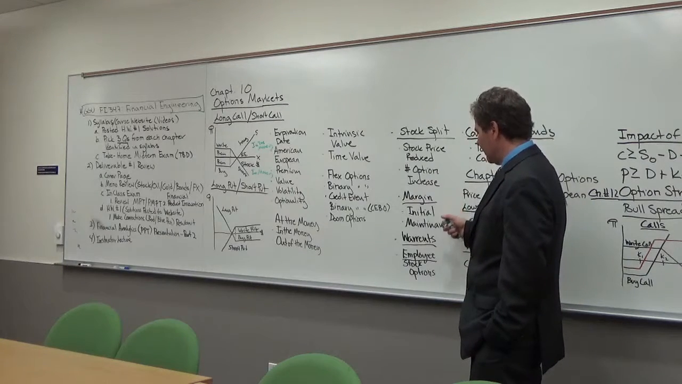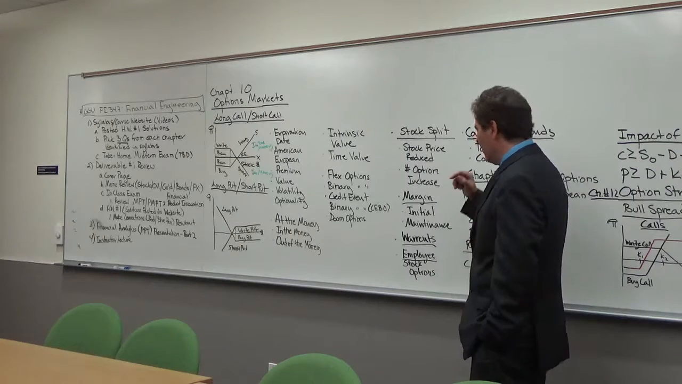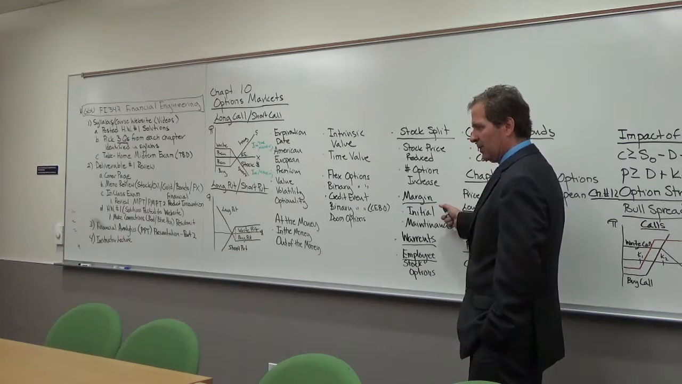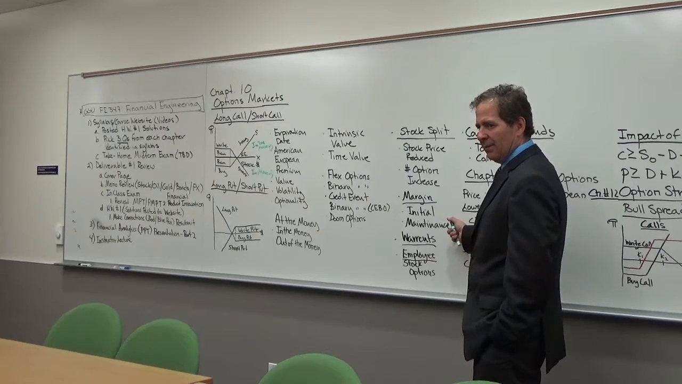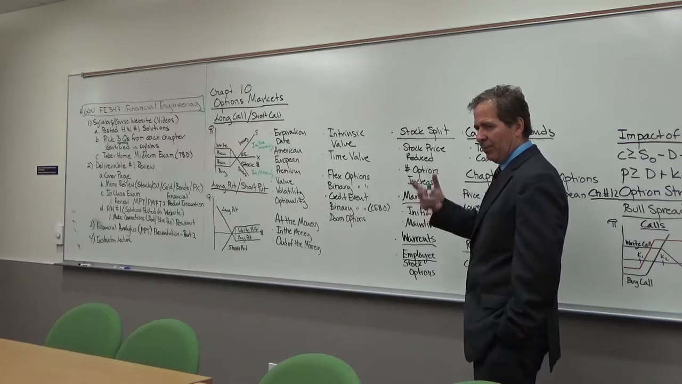There's initial margin and maintenance margin on option contract trades. Initial margin is what you're going to put up. The maintenance margin is the minimum amount of margin that you can have in the account, and once you go below the maintenance margin, you either have to close out your account or put up more money.